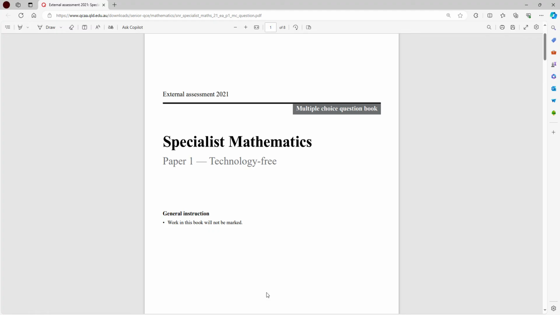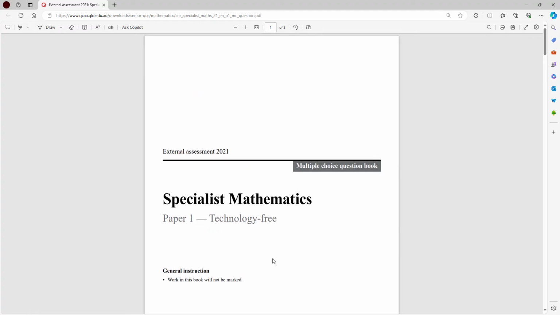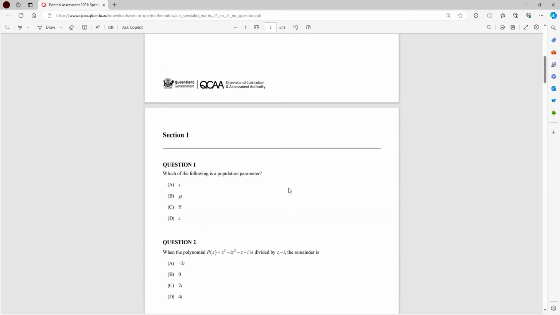In today's video we're going to be taking a look at the QCAA external assessment for 2021 for the QCAA syllabus, the Specialist Math Paper 1 Tech Free multiple choice booklet. That's a mouthful, but it is what it is. This is tech free, so no graphics calculator or any calculators of any kind, and this is for Specialist QCAA in Australia. Let's get straight into the questions.